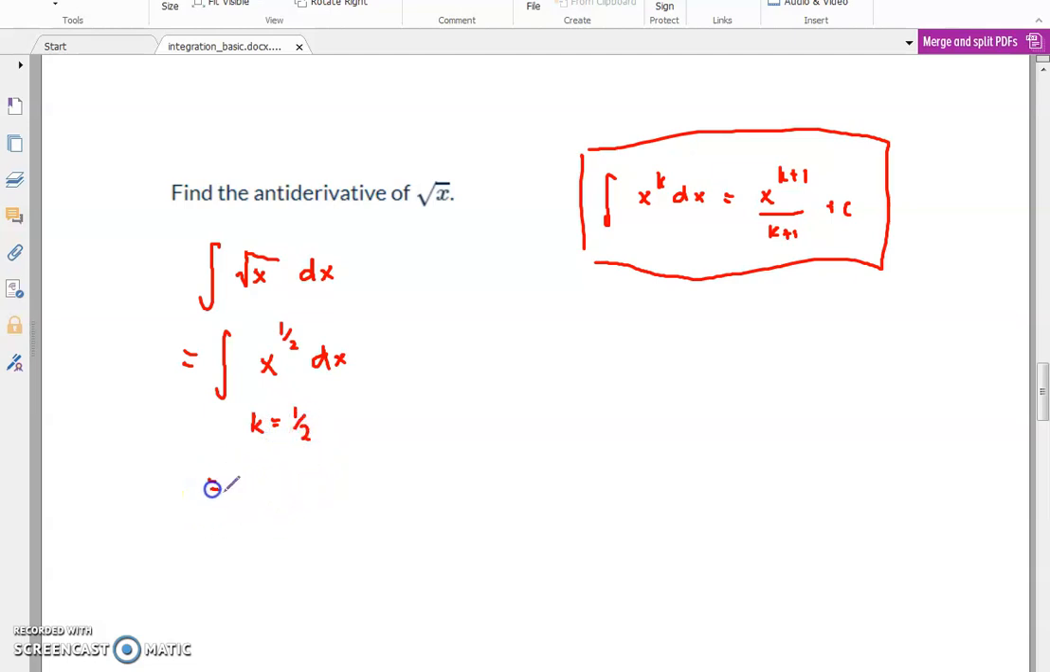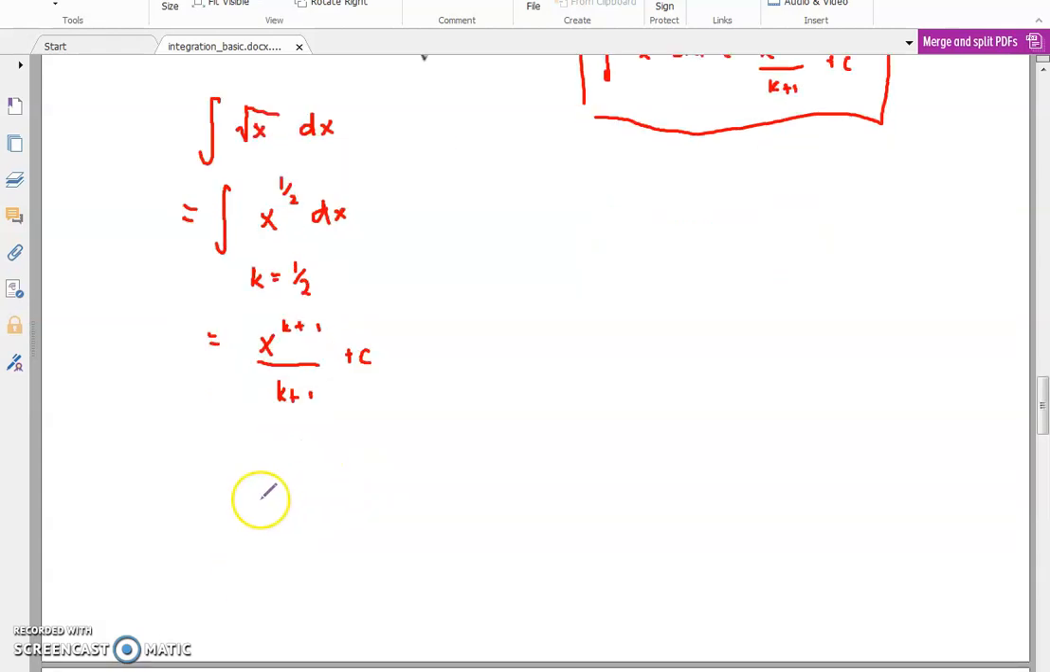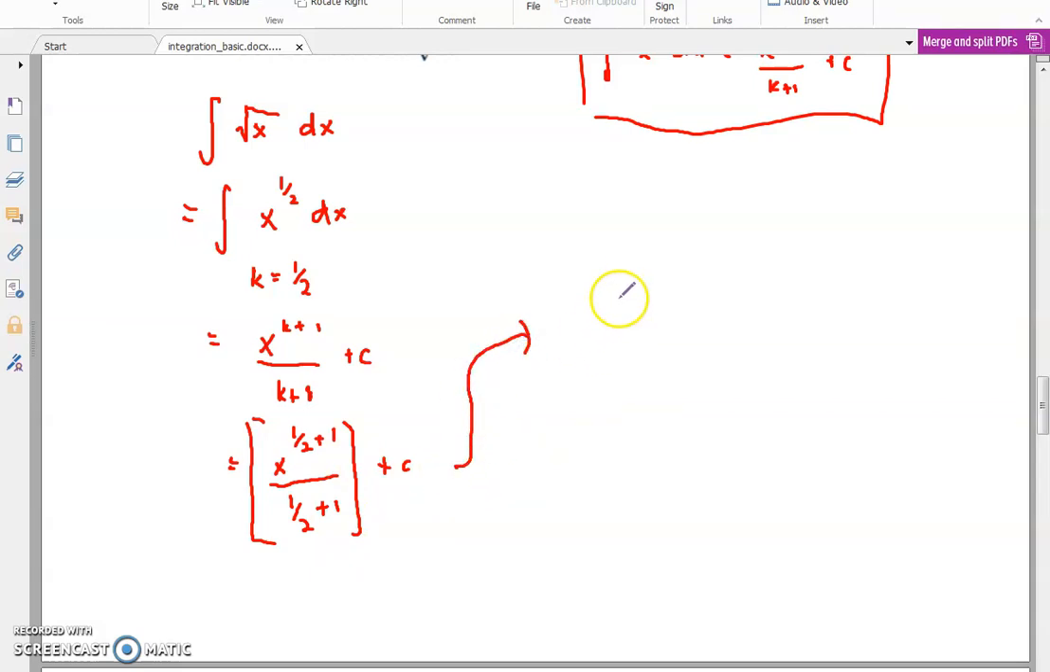So the final answer is supposed to be x^(k+1)/(k+1) + c. So it's time for us to change it. So you are going to get here x^(1/2+1)/(1/2+1), which is actually 1 plus c. Okay, so to avoid confusion, I think it's better for you to put a bracket for it. So let us try to simplify it here.